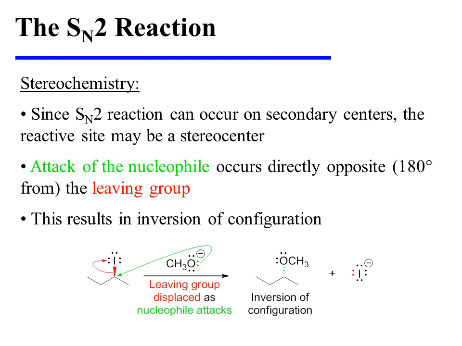The example below was seen earlier, but with unspecified stereochemistry. Since this center is a stereo center, stereochemistry of the product is a concern. In SN2 reaction, the attack of the nucleophile occurs directly opposite the leaving group. This results in inversion of configuration of the center undergoing the reaction.